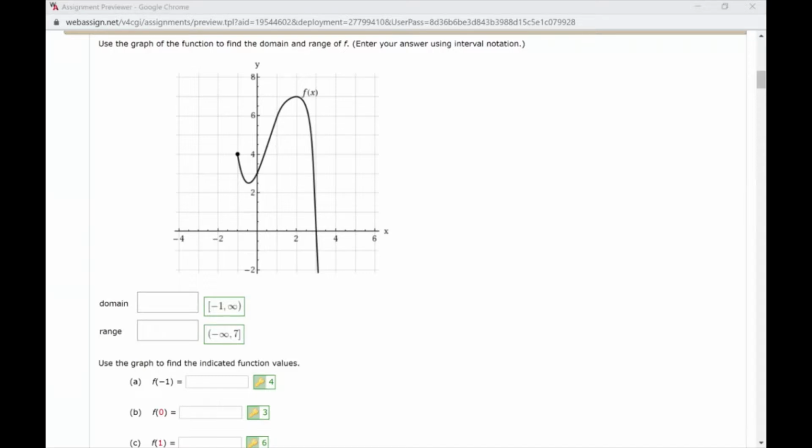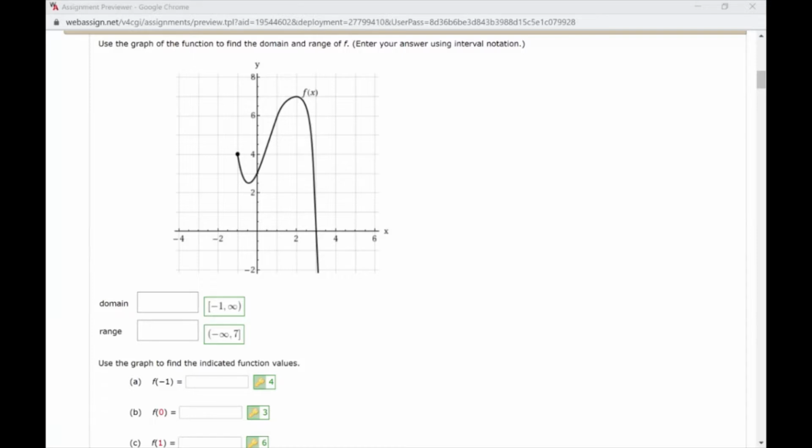Put a 1 in the chat if you understand it. All right. Put a 2 in the chat if you still don't understand. I might have to explain. All right. Okay, good. All right. So I'm going to move on to number 3.